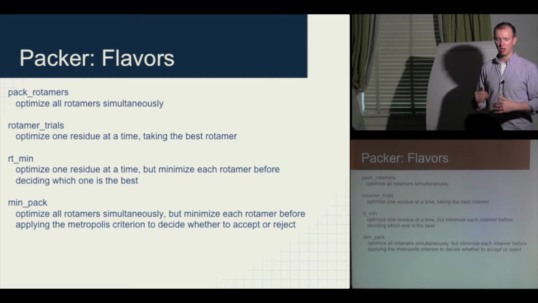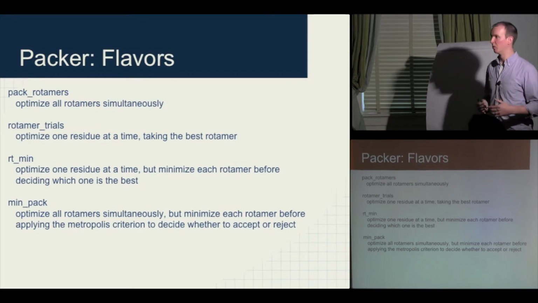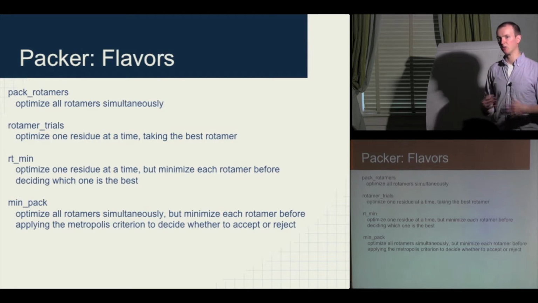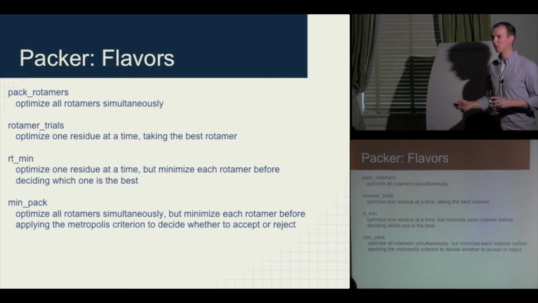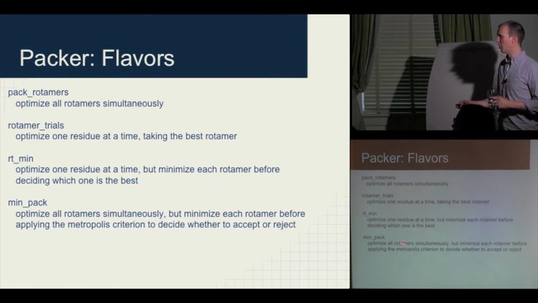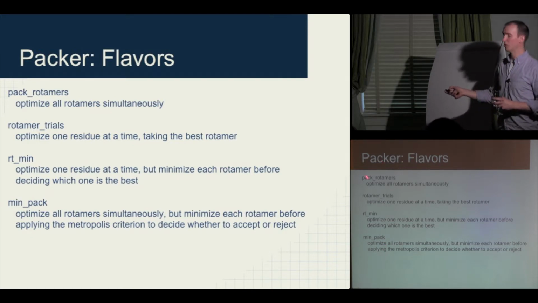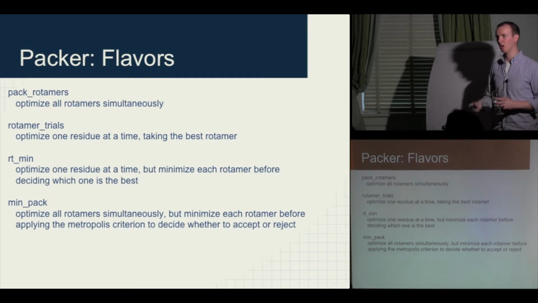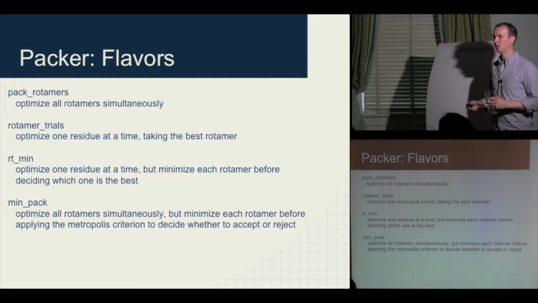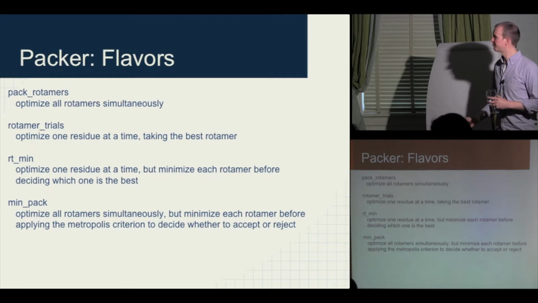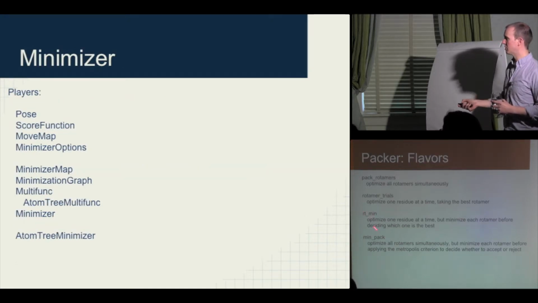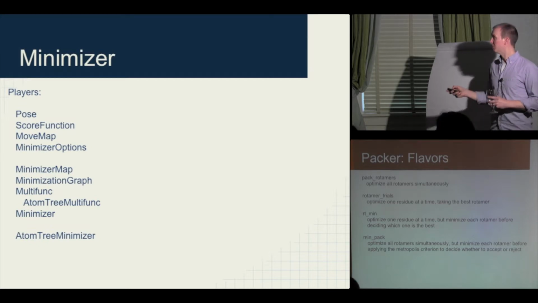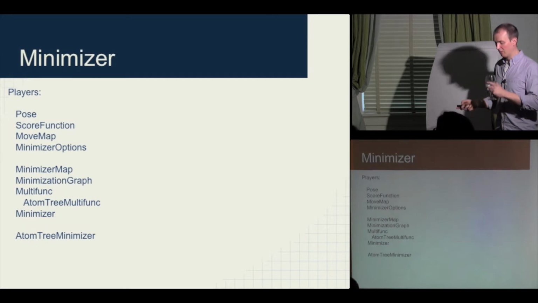I can't remember what the offset is, but there was never a case when I was testing it where the minpacker got worse than pack rotamers. Maybe that's not surprising. It also gets a lot lower energy than if you run pack rotamers, and then after you finish pack rotamers, run minimization on the final assignment of rotamers. Okay, but I'm not going to go into the details of RT-min and minpack yet, because I haven't told you anything yet about the minimizer.